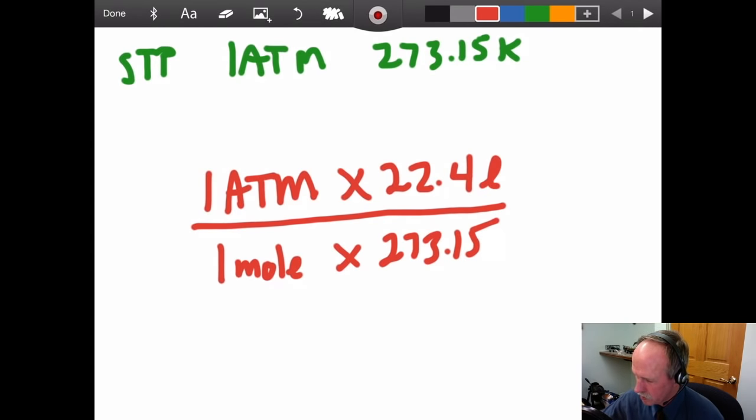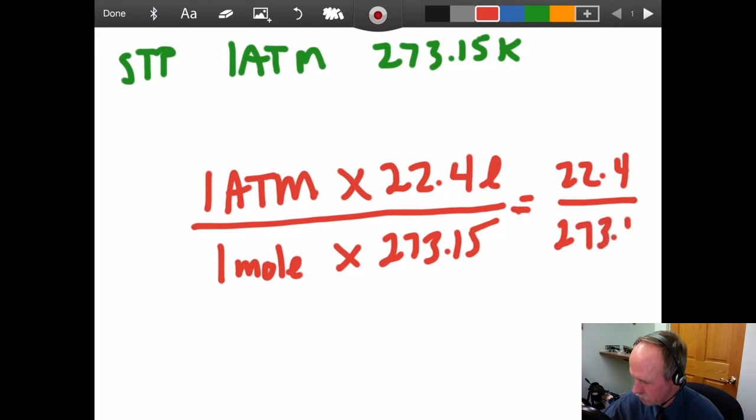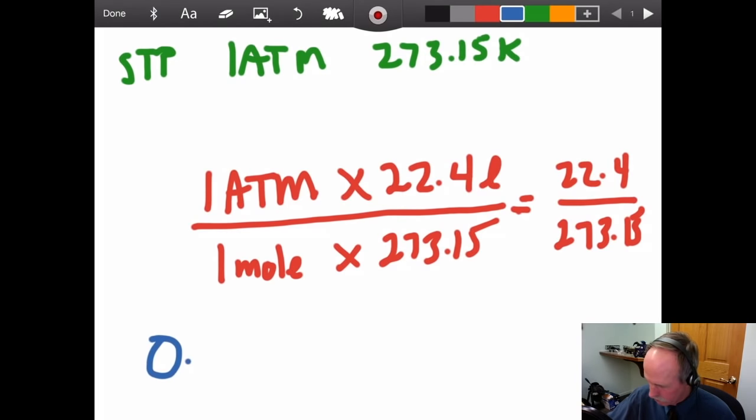Now, this is going to be essentially 22.4 divided by 273.15. Now, if we do the math on that real quick, that is 22.4 divided by 273.15. That's going to equal 0.082.